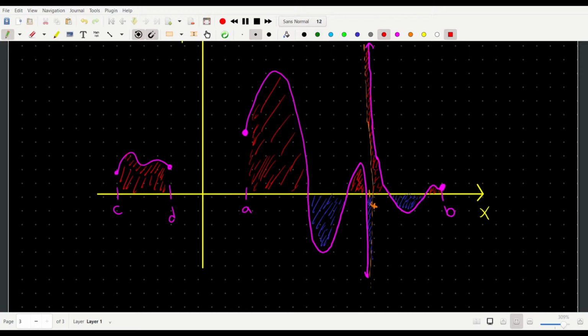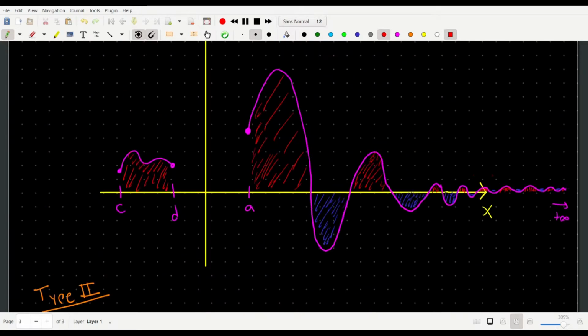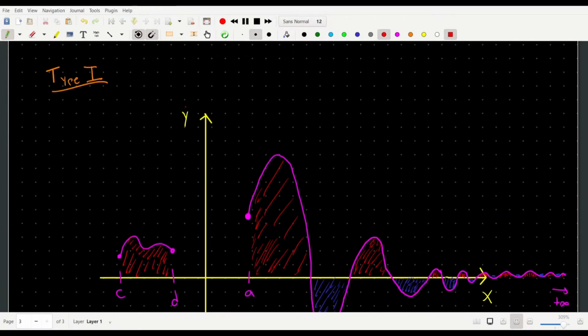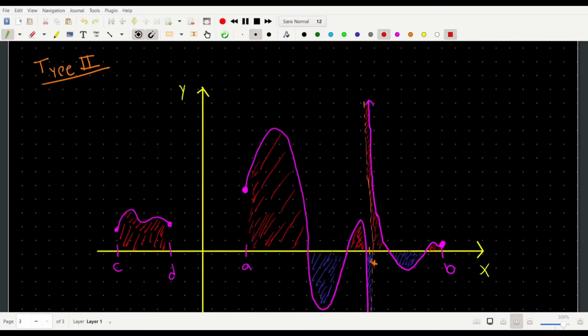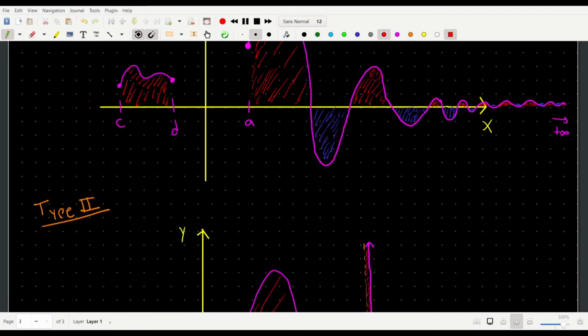Now it turns out that both of these integrals, both type 1 and type 2, are improper integrals. The first one is because we're integrating over an infinitely sized domain.